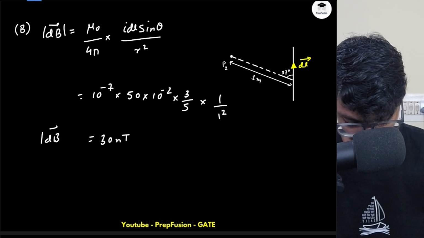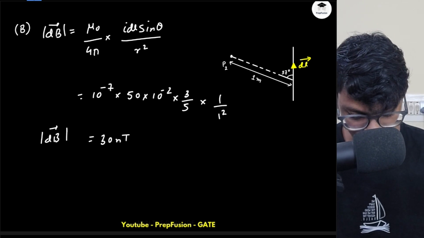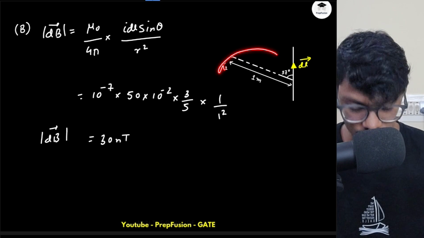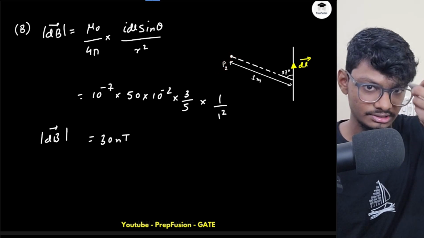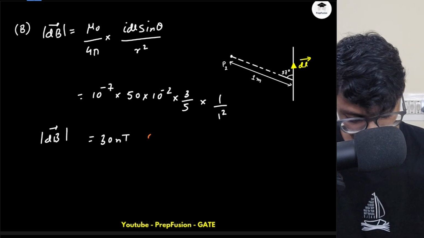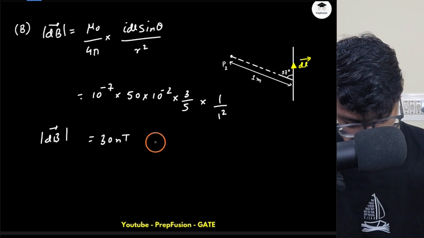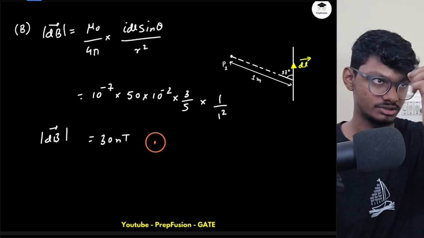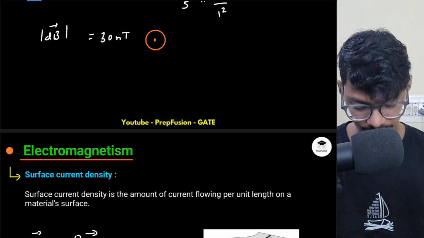Actually, direction I will not comment, but what I can comment is this will come out of the screen. This will not go into the screen. Why? Because if I curl my fingers, it is coming towards me. So what will you show here? Will it be a dot or a cross? It will be simply a dot, because an arrow is coming towards me. I can just show the tip of the arrow.